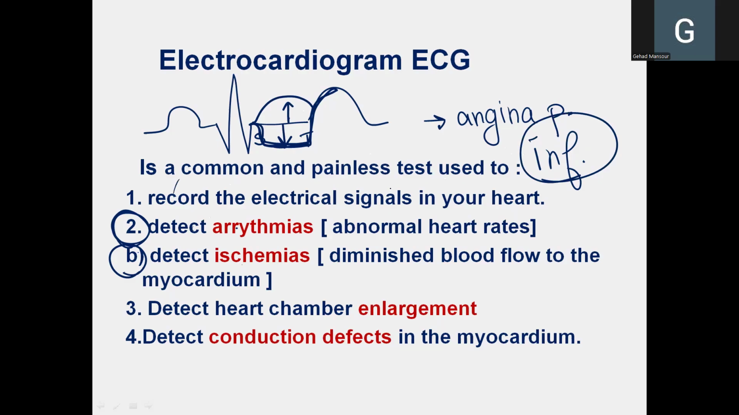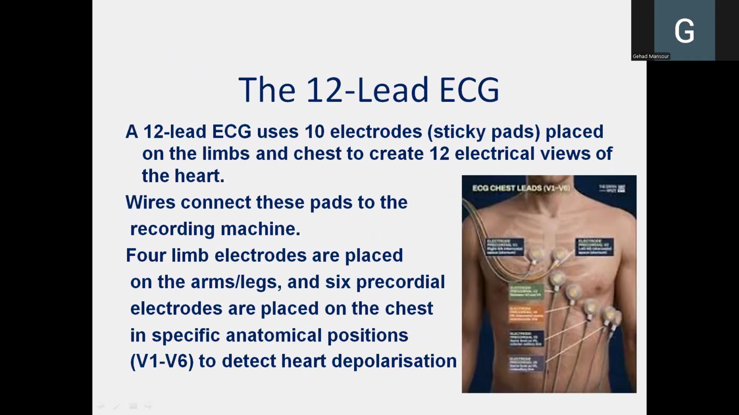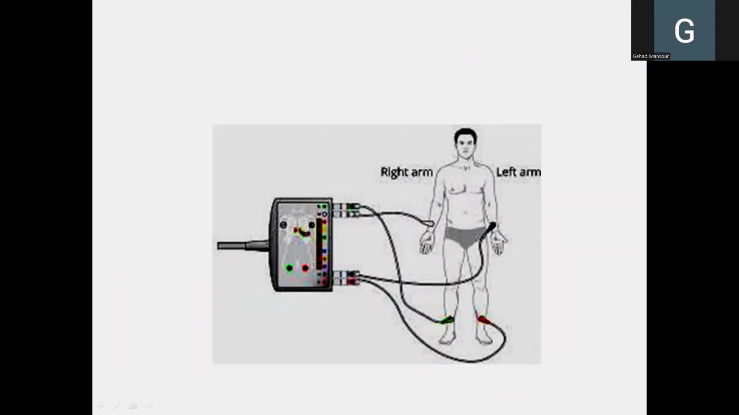Of course, you can detect chamber enlargement, and usually it is in the form of increased amplitude. So if the normal amplitude of the P wave is like this, if the atrium is enlarged, the amplitude would be increased. And of course, we can detect conduction defects. And the most important conduction defect that we can detect is the AV nodal delay. If there is more delay than normal at the atrioventricular node, or a prolonged QT interval, which is very important. So these are the benefits of an ECG.